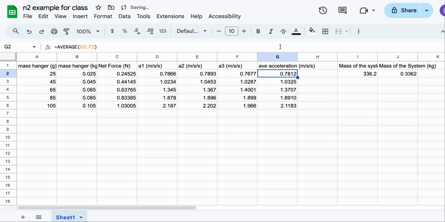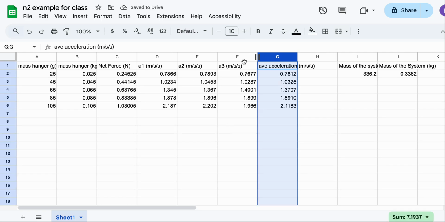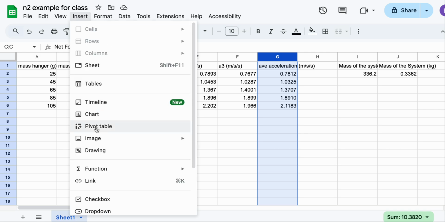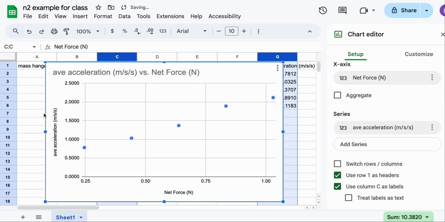I'm going to delete. We're going to try that one again. Select, insert a chart, and then the units show up in there. I'm going to go ahead and shrink this so that we can see both of these at one time.